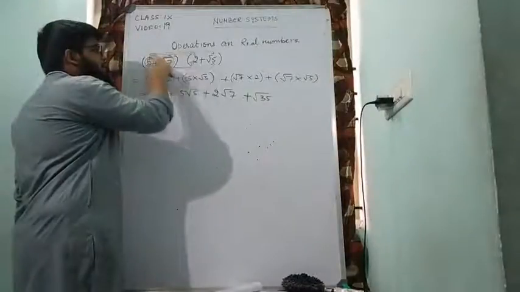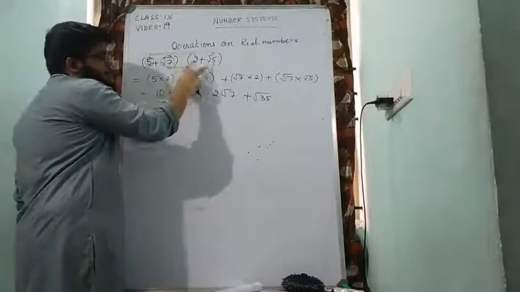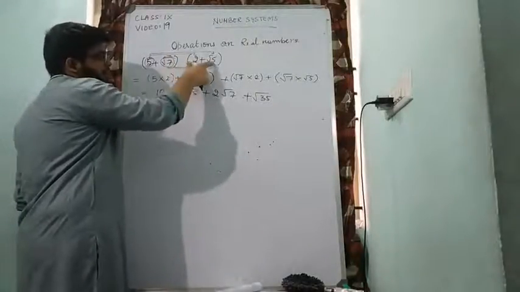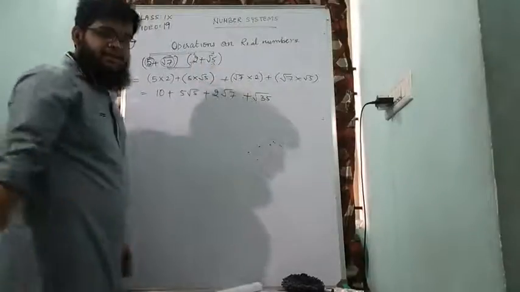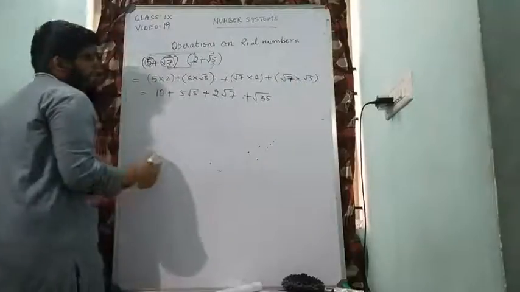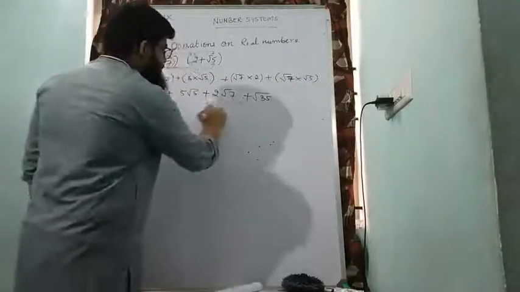So what did we do here? We took the first number from first bracket, multiplied with both the terms. We took the second number from first bracket and multiplied with both the terms from the second bracket. So please rewind the video and check if you have not understood. And based on the same, this is going to be the final answer.